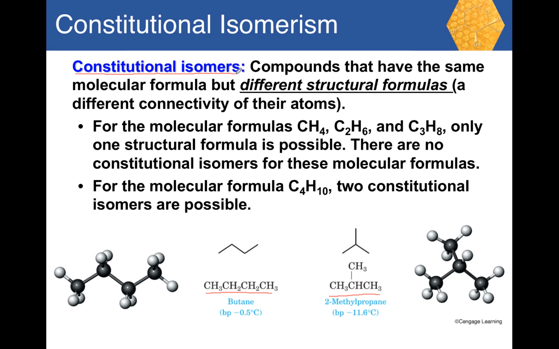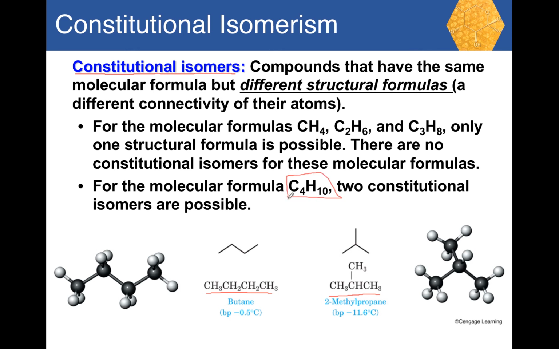In other words, for hydrocarbons, the carbon-to-carbon connections are different. So let me repeat that. Isomers, by definition, are compounds that have the same molecular formula. Same number of carbons and hydrogens if they are hydrocarbons. But the connectivity between the carbons is different. Here's a classic example.